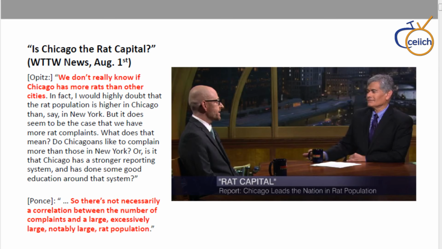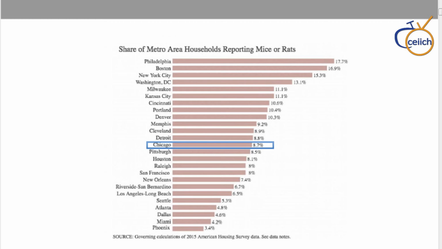This is just a graph to make the point that depending on how you measure rat complaints, Chicago could be at the top or it could be in the middle. One of the known problems with complaint statistics is that there could be many repeat complaints. And so if you actually look at statistics by numbers of households, then all of a sudden Chicago is in the middle of the pack. So this is just to go to show you that Chicago may not actually be leading the country in rat complaints.